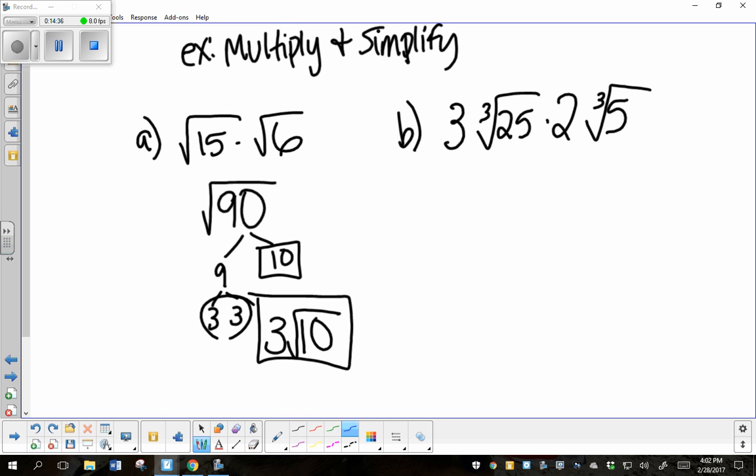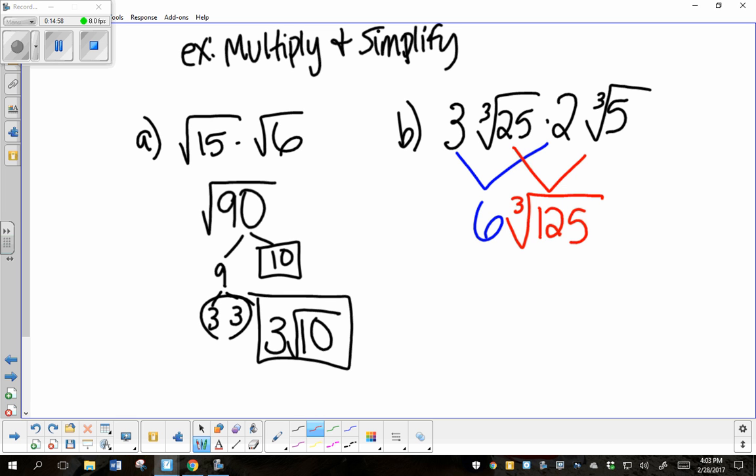Now on this one, we have these numbers. Everything's just being multiplied. Doesn't matter what order we multiply in. Let's go ahead and multiply, though, these numbers on the outside. 3 times 2 is 6. And then since these are both cube roots, I can put them into one cube root, 25 times 5, which is 125.